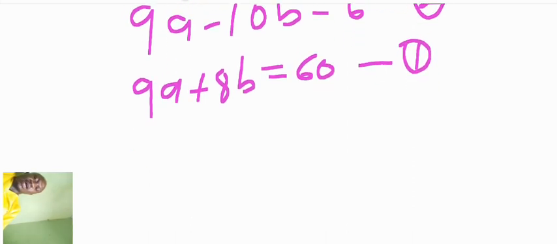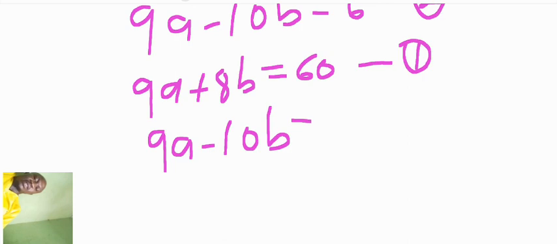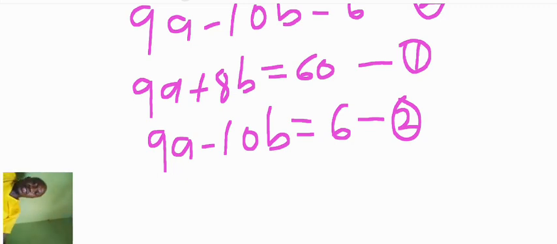And then I also have 9A minus 10B, and this is equal to 6. And this is my new equation 2. Good. So now we are able to reduce the fraction to a linear form. So it makes our work easier for us. So let's now go to the step.